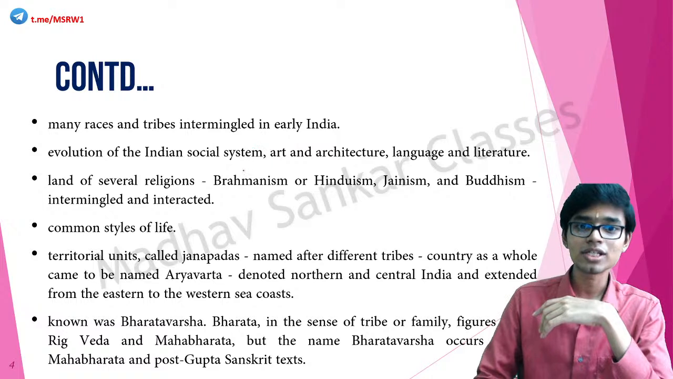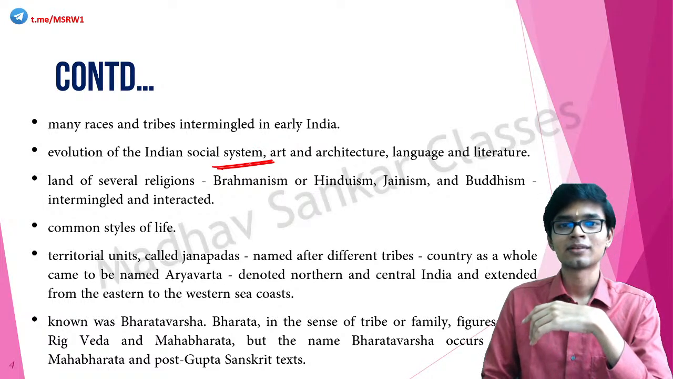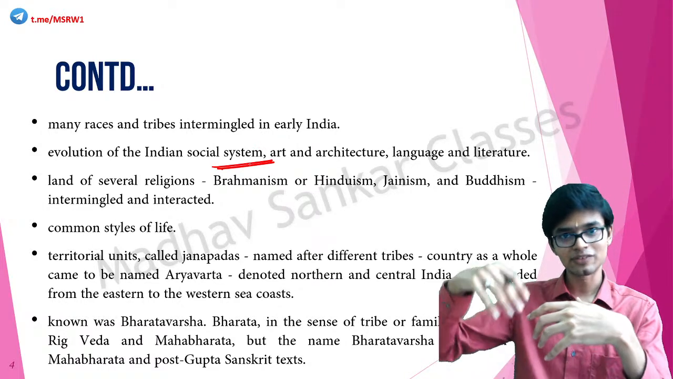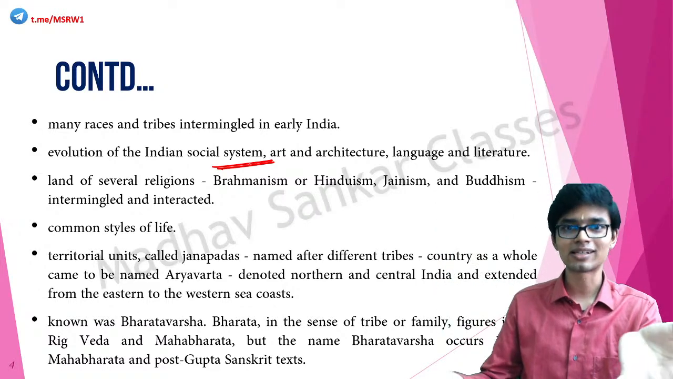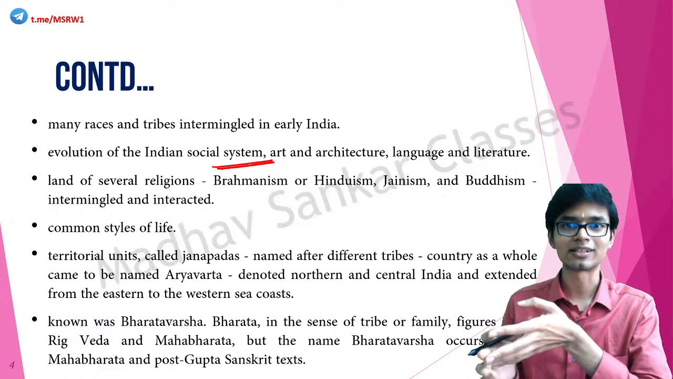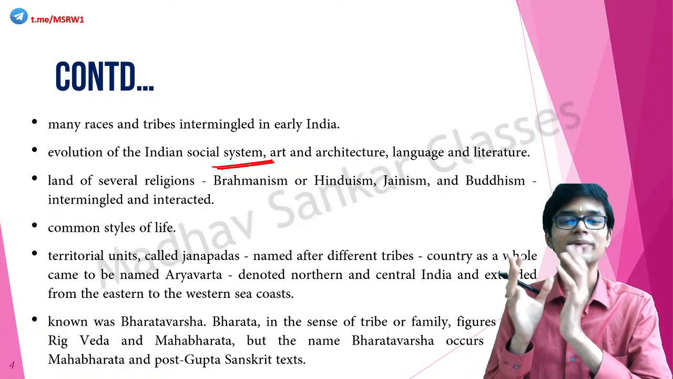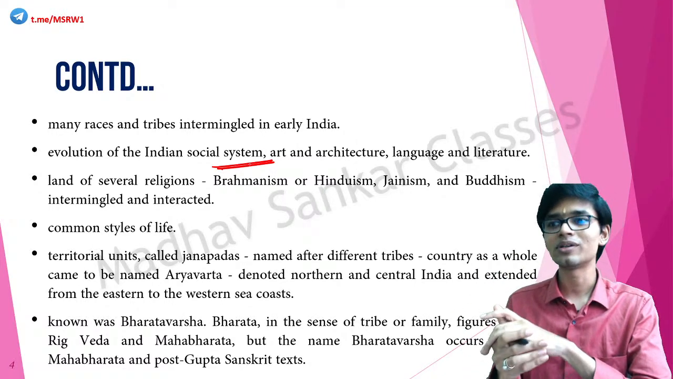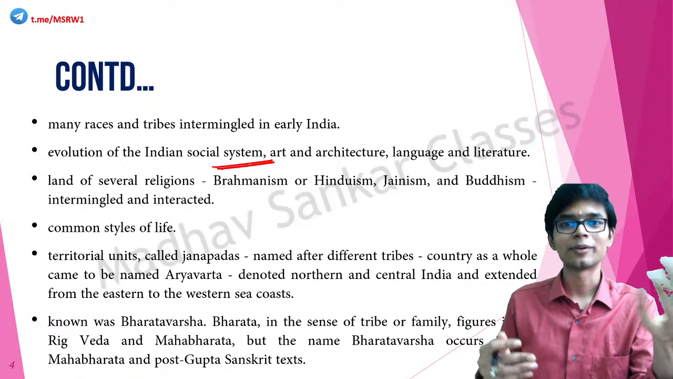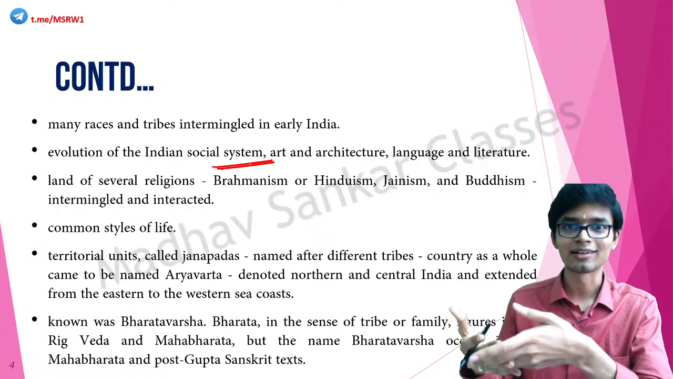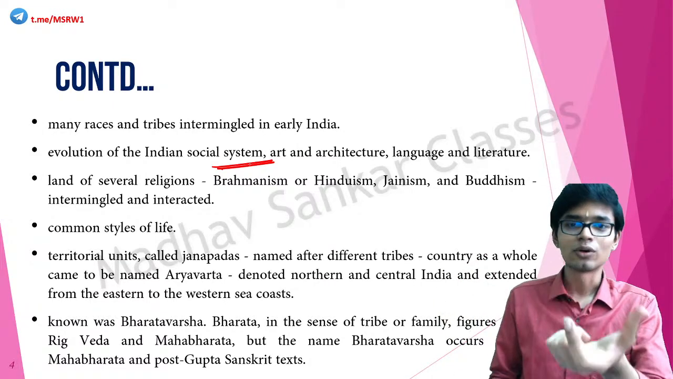Evolution of the Indian social system, very important again. The social system eventually leads to the evolution of the Varna system, and then breaks down into the caste system, Jati system, etc. So how did this social setup evolve? Who determined who is the superior person in the society? Who determined who is inferior? Or what was the basis of this stupid rationale? That we have to see.